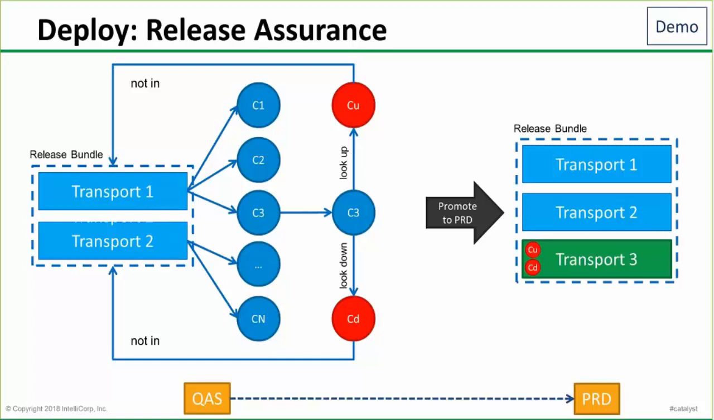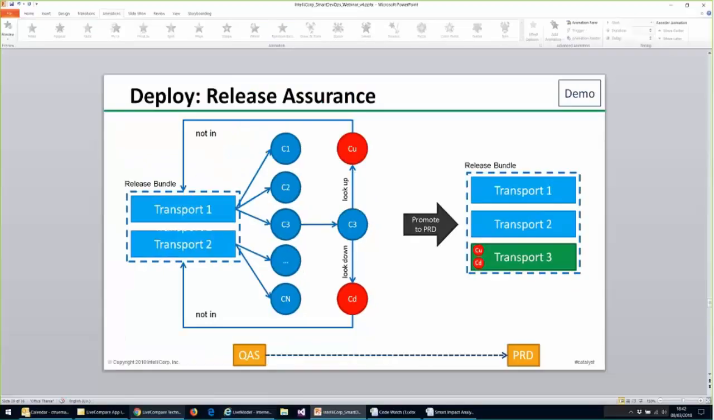LiveCompare does the same thing by looking up. So in this case, maybe C3 is a function. We had to change a parent program. LiveCompare has determined that that program exists, that it's different between QA and production, and it's not included in the release transports. So a fairly complex set of analyses that need to go on that have been completely automated in the Release Assurance app. So let me show you that.